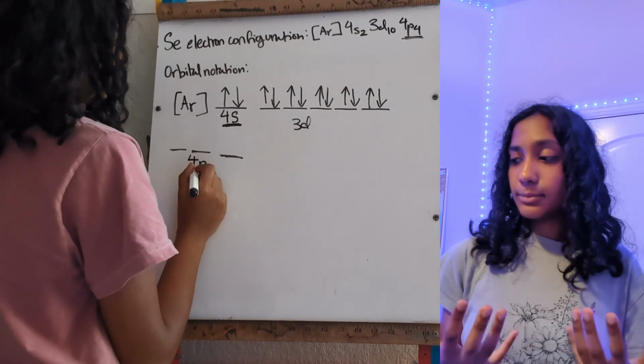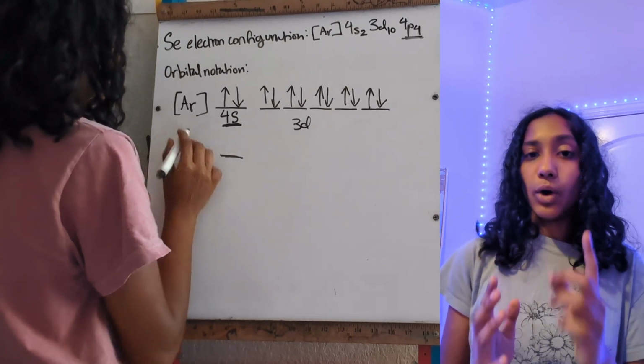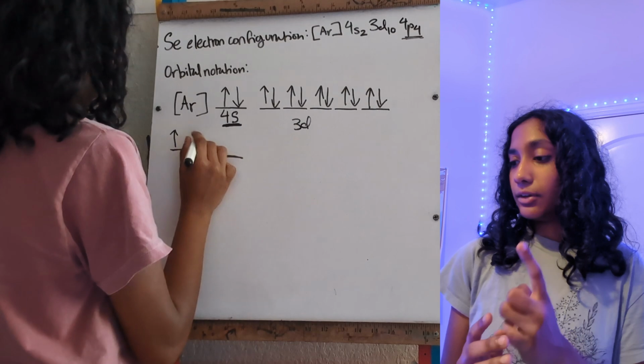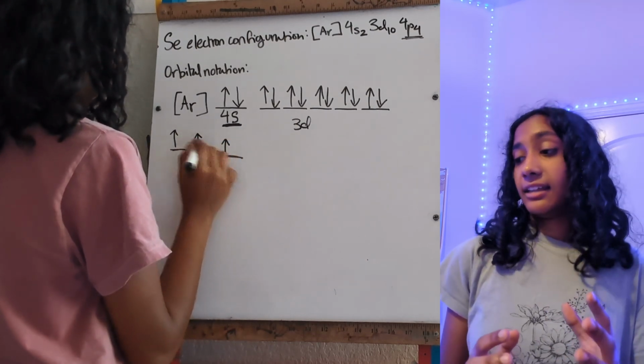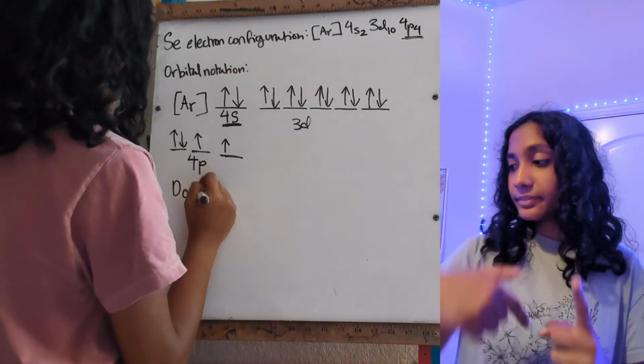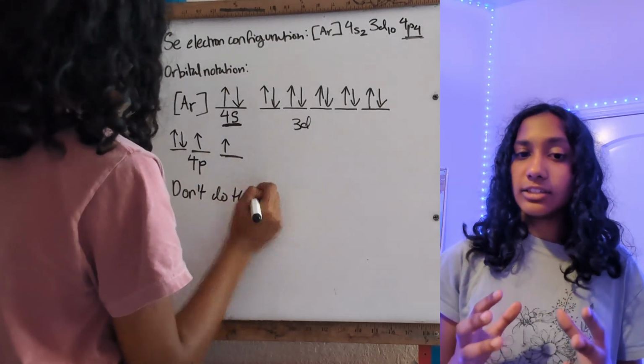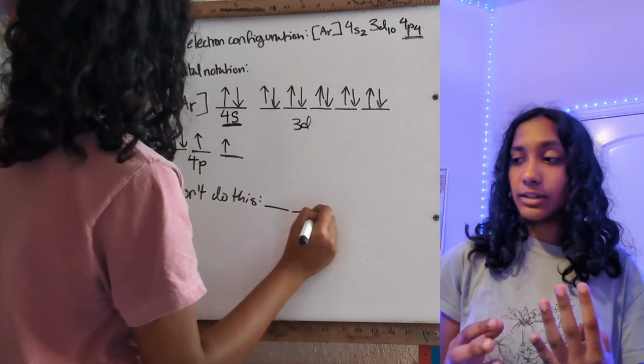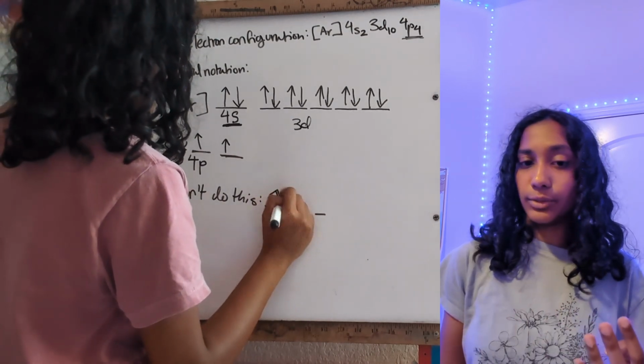So we're going to have some empty space. We add 1 electron to each orbital before adding the last electron in as an arrow facing the opposite direction. Don't try to draw it like this, where you cram all 4 electrons into these 2 orbitals over here.